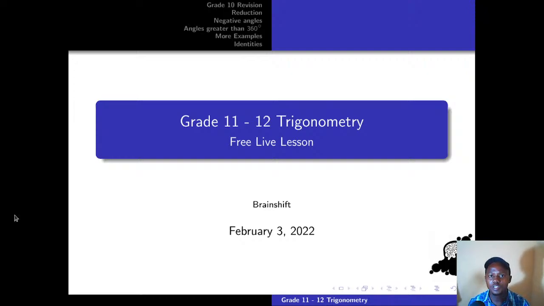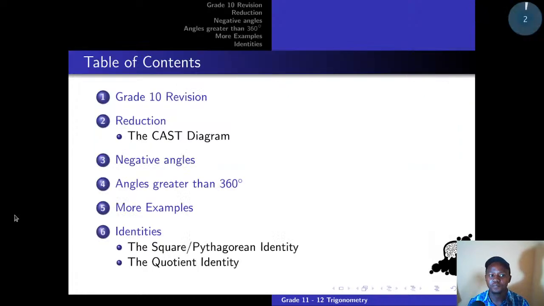Let's look at the content that we're going to be looking at today. So, we're going to start off by looking at a revision of grade 10 work. So this is basically where you introduce trigonometry. We're going to have a look at reduction and particularly focus on the cast diagram. It is fundamentally important that you understand how to make use of the cast diagram in order for you to be able to solve any reduction type questions.